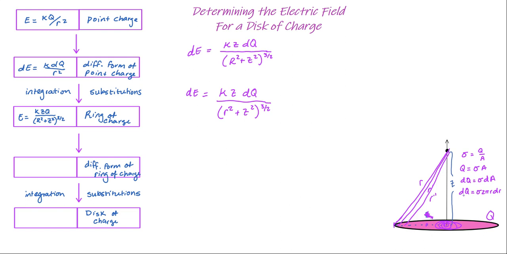So what I'm going to do now is replace this dq with all of this so that I'm able to make my next step. So I'm going to go kz times sigma 2 pi r dr, all over r squared plus z squared to the 3/2. Now I'm ready to do some integration.